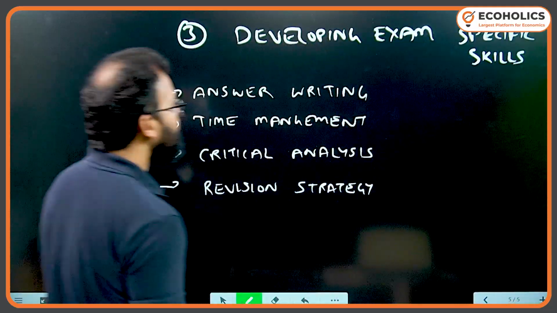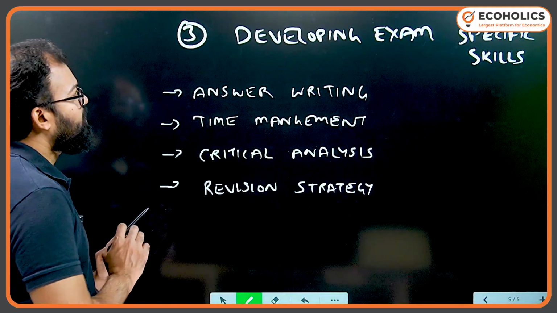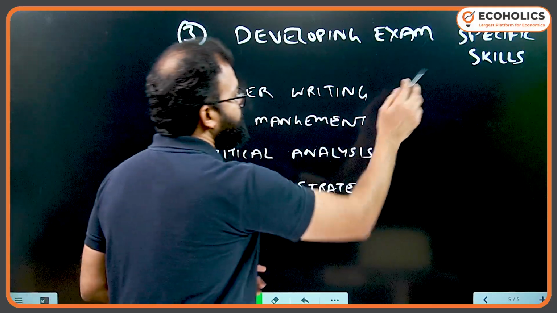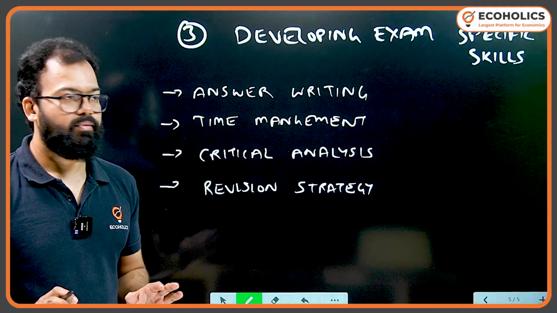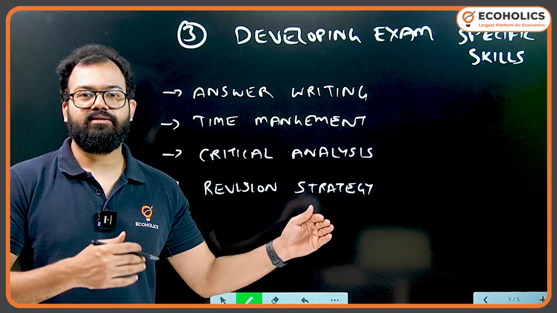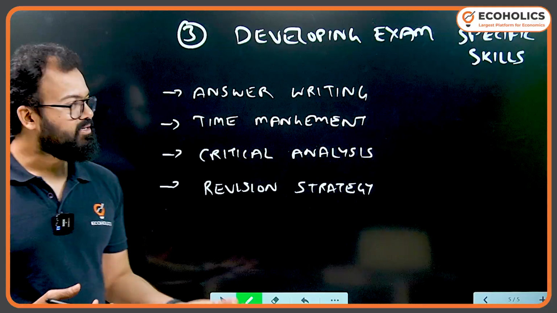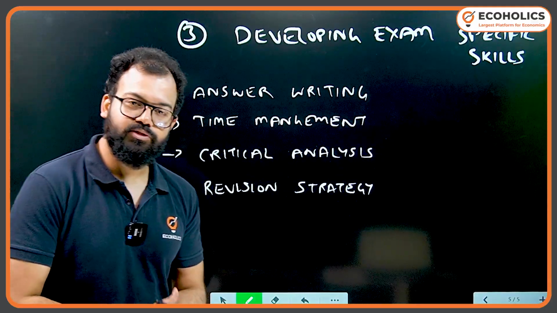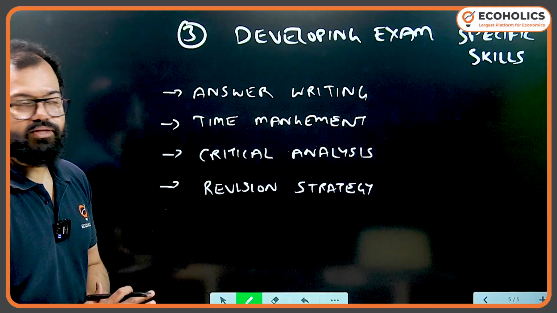Let's move to the third pillar, and that's the last pillar of this particular video: developing exam-specific skills, and that is where the majority of people fail. And that is where in the last 5-6 years, we have given results from rank 1 to almost 80% of the students from Ecoholics. Majorly, we are focusing on these 4 things.